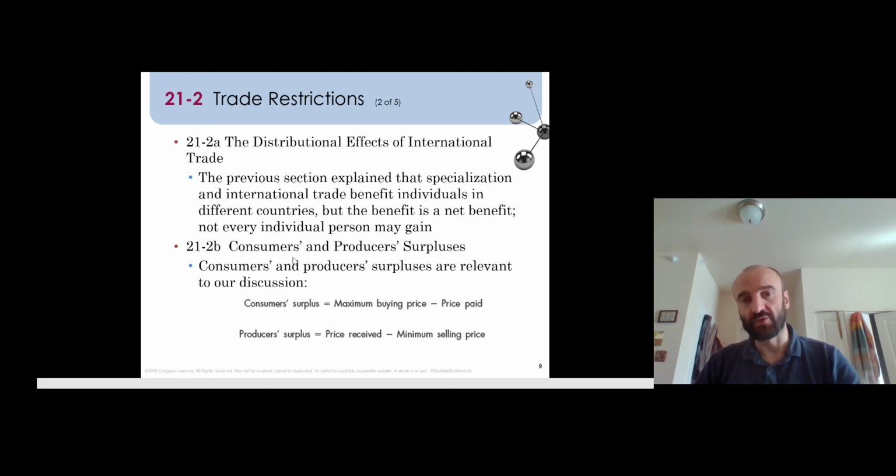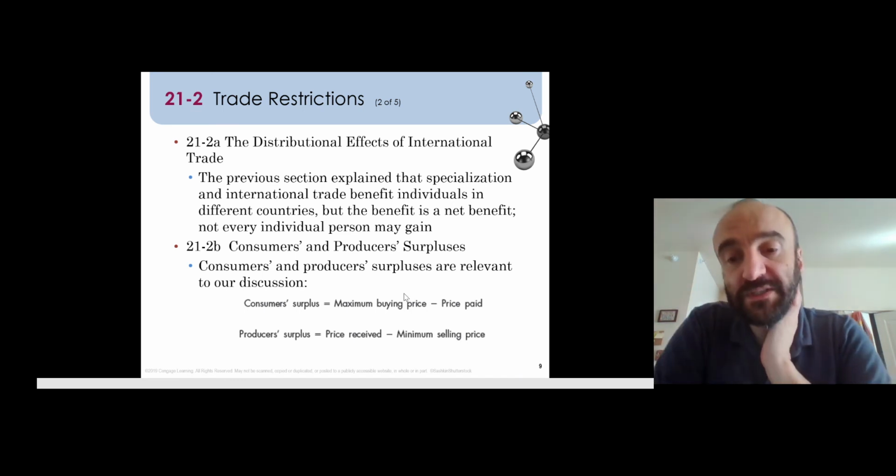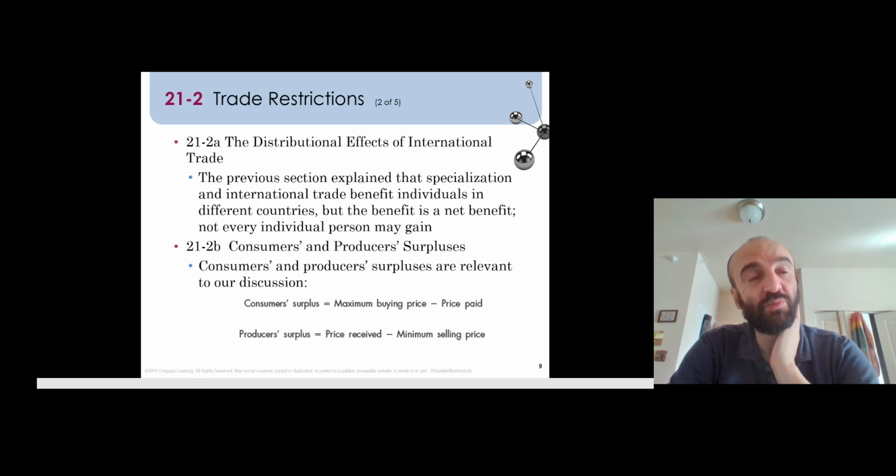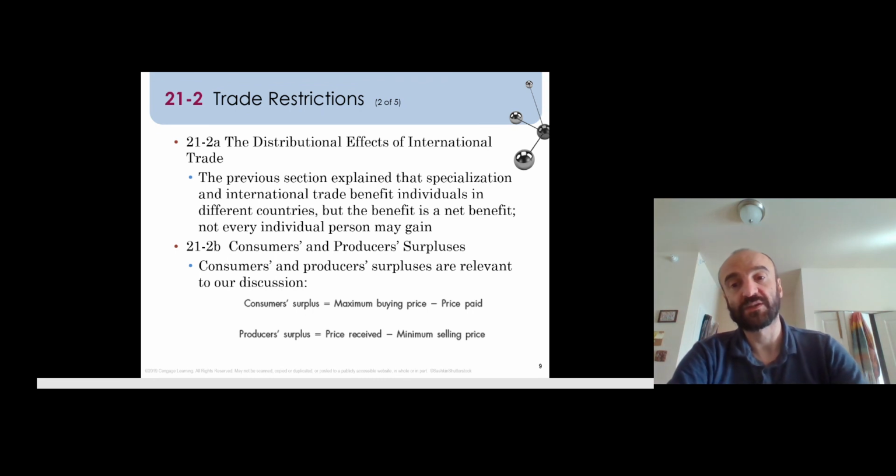We have to understand first two theoretical concepts: consumer and producer surplus. These are two concepts that you have to understand. Consumer surplus and producer surplus are measures of how much producers and consumers gain from trade. They measure the gains from trade by consumers or buyers and producers or sellers. So what is consumer surplus? Consumer surplus is the difference between the maximum buying price that a consumer is ready to pay for a product and the actual market price that she pays.